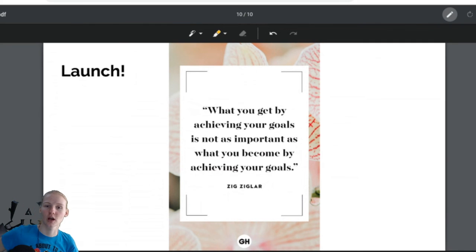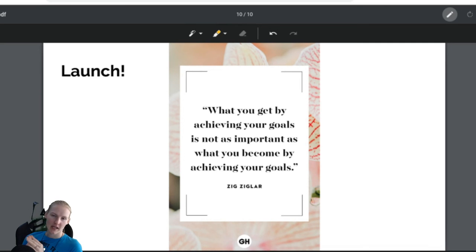So your launch comes from Zig Ziglar. And what he says is, what you get by achieving your goals is not as important as what you become by achieving your goals. Think about that. What you get is not as important as what you become.